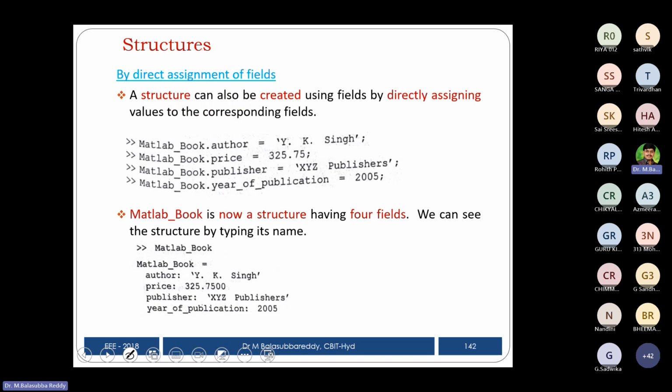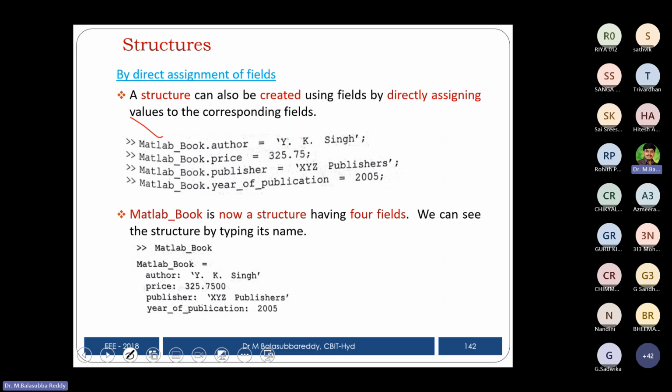And now we'll come to the assignment of fields. How do we assign a field? Create fields by directly assigning the values. Now we can see MATLAB underscore book is one main variable. In that, I want to add different books. In MATLAB, it may not be only one book; you have to go with different books. Now MATLAB books is our main structure variable, you can say. In that, I'm going to add one by one.